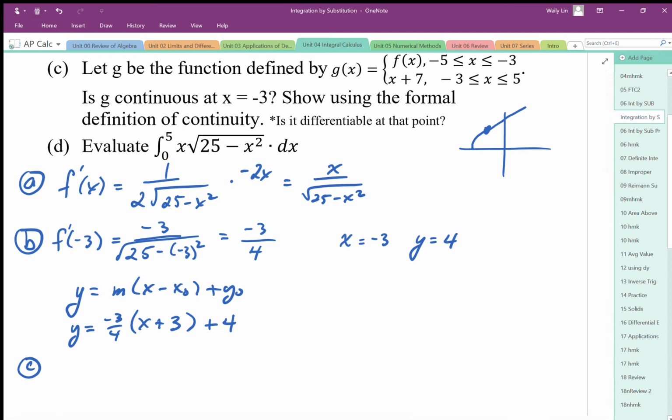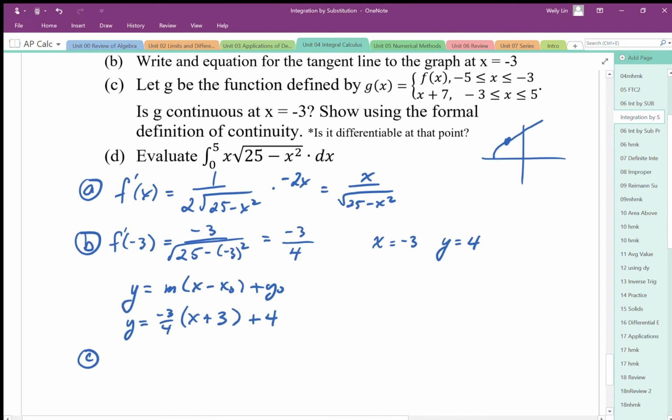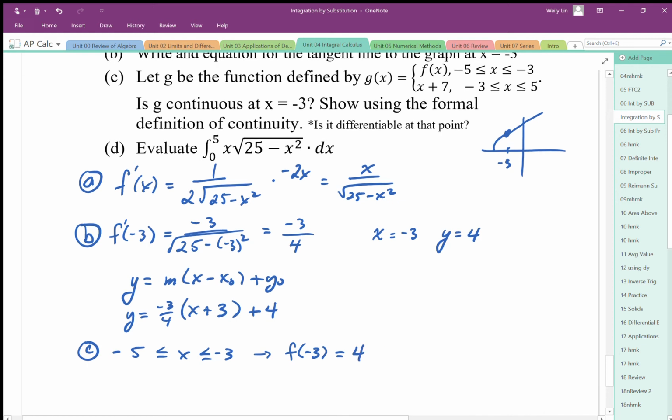We're going to check first of all for continuity. It says, is g continuous? So checking for continuity, we're going to check the first part of the function, in the domain negative 5 to negative 3. For that domain, we're going to use f of x. The point that we're going to test is where x is equal to negative 3. So we want to test f of negative 3, and we already figured out f of negative 3 is equal to 4. So the y coordinate on the curve is equal to 4.